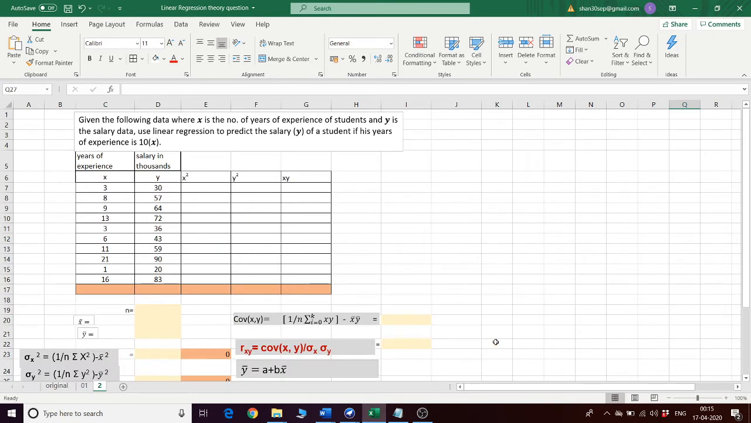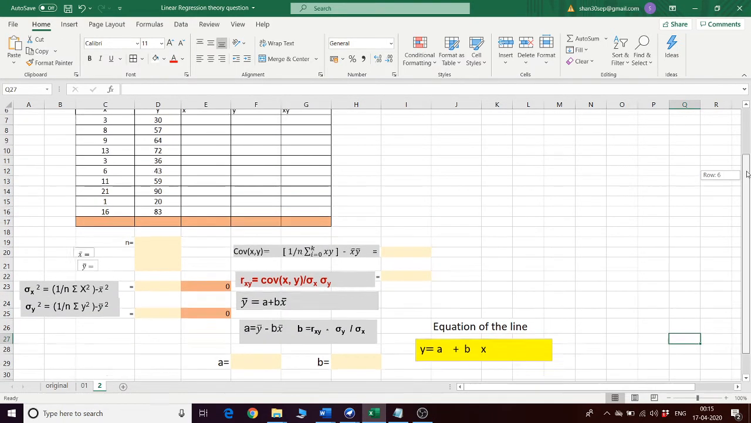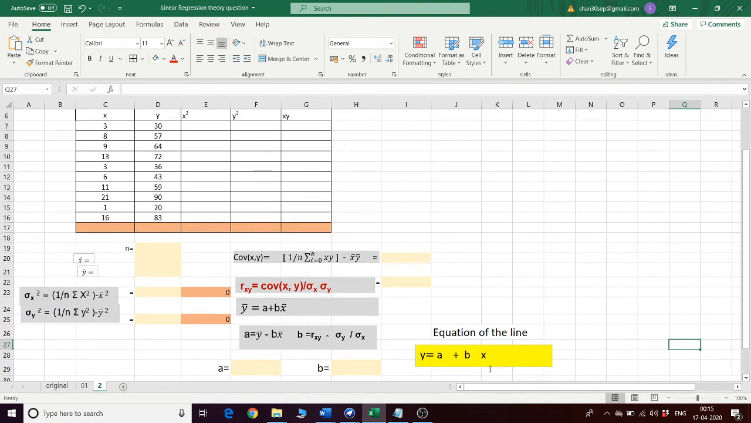So we know that these are the various formulae to be used for finding out the linear line of equation of the line. So y is equal to a plus bx. So we've got to find out the values of a and b. The value of a can be found out by this particular formula. The value of b can be found out with this particular formula.